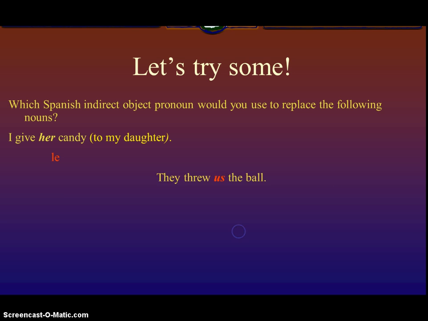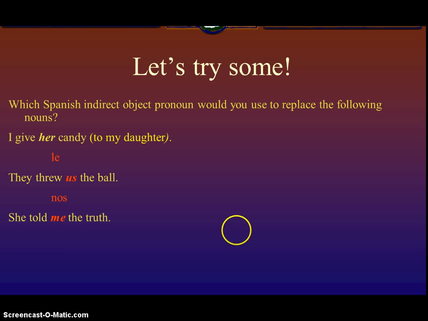Next one. They threw us the ball. Which indirect object pronoun is going to be in place for us? If you said nos, you are correct. She told me the truth. Me. We sold them the car. Les.